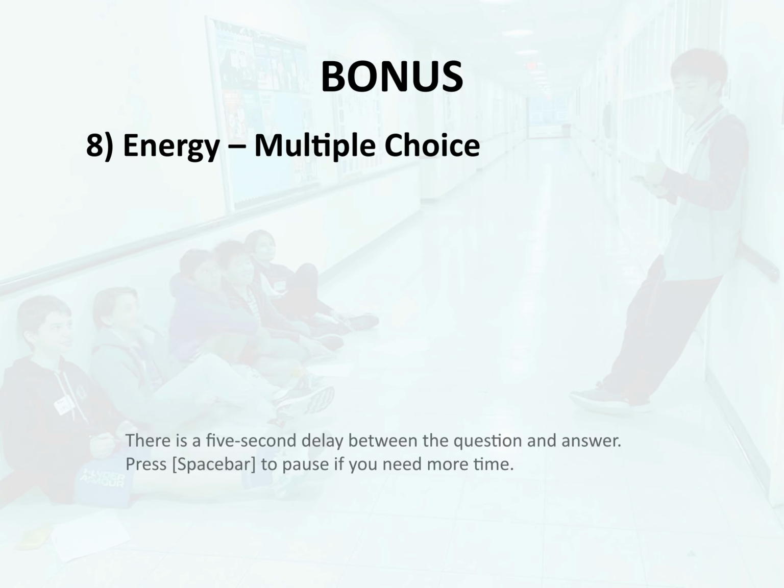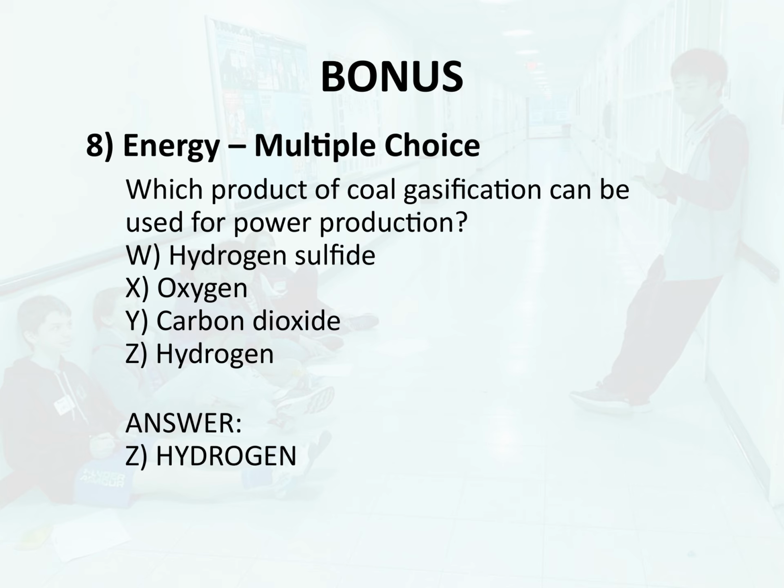Bonus 8. Energy, multiple choice. Which product of coal gasification can be used for power production? W. Hydrogen sulfide. X. Oxygen. Y. Carbon dioxide. Z. Hydrogen. Answer: Z. Hydrogen.